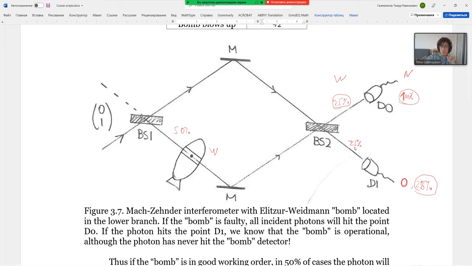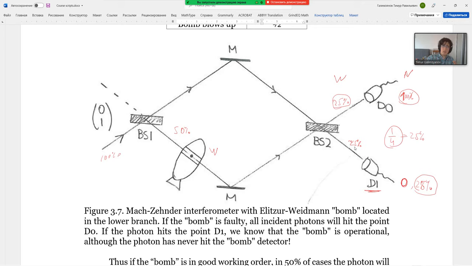And we know that it happens only in case of a working bomb. So, one fourth of all photons, 25% of all photons, if the bomb is working, 50% of photons will blow up this bomb. However, 25% of these photons, 50% of these photons would not blow up because we have a beam splitter here. And 25% of the incident photons coming from here come to detector D1. And if we see the photon at D1, we immediately understand that there is a blocker here.